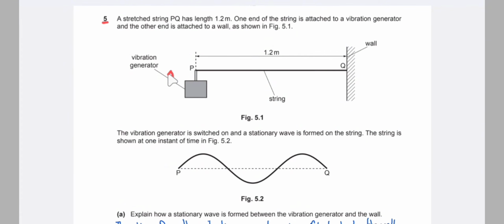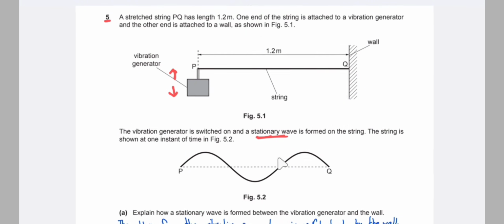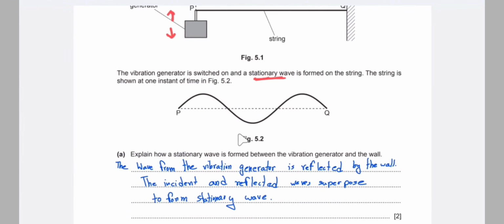The vibration generator vibrates, and a stationary wave is formed on the string. Now you have to remember that the wave that is produced is a stationary wave and not a progressive wave. The string is shown at one instant of time in figure 5.2. Explain how the stationary wave is formed between the vibration generator and the wall.